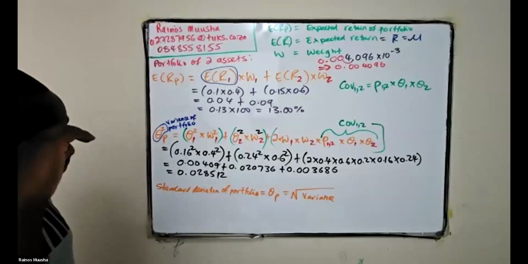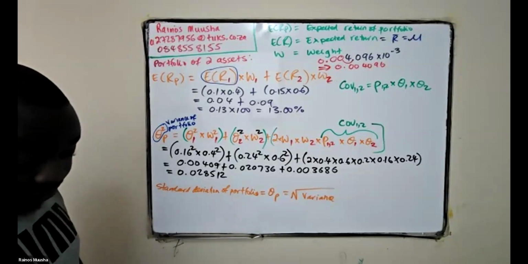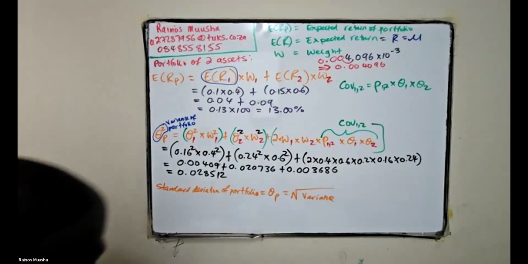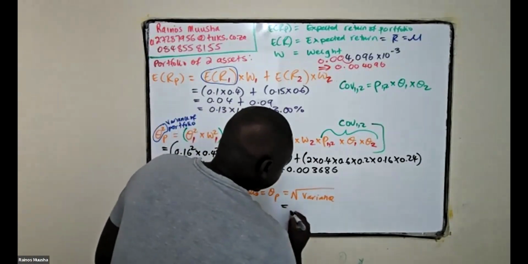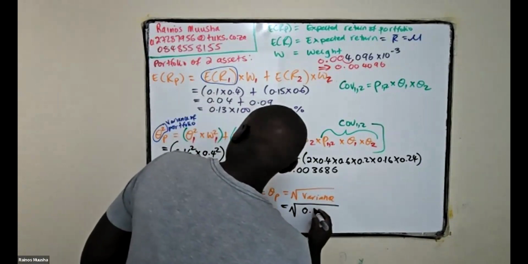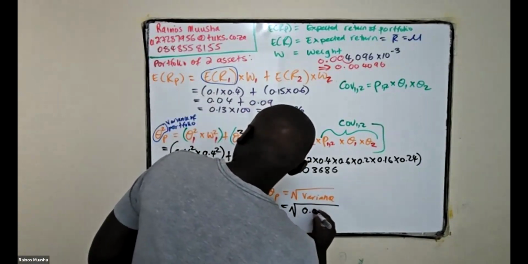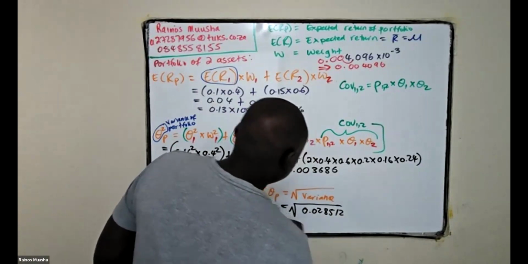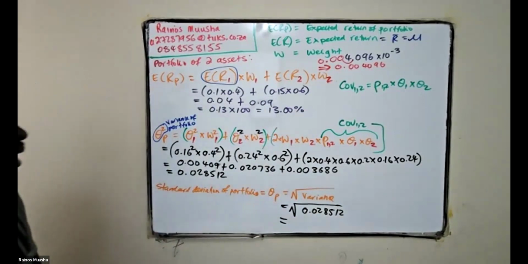Any questions before we move on to the standard deviation? Is there any question? Anyone lost? So for the standard deviation, it's going to be the square root of your variance, which we're getting as 0.028512. So given this information, how much do you get as your standard deviation?